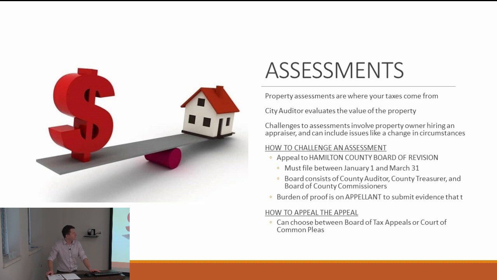So how do you do that? You appeal it to the Hamilton County Board of Revision. This is something you got to file between January 1st and March 31st. There is a very strict window of time when you can do that. That's a 3-member board. It's the auditor, the treasurer, and the Board of County Commissioners. The burden of proof is going to be on you.